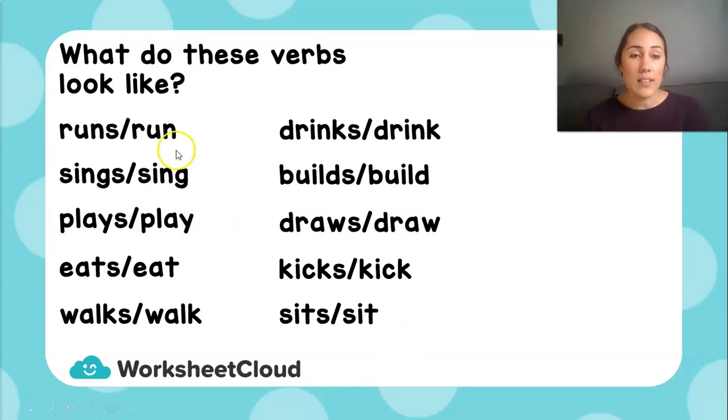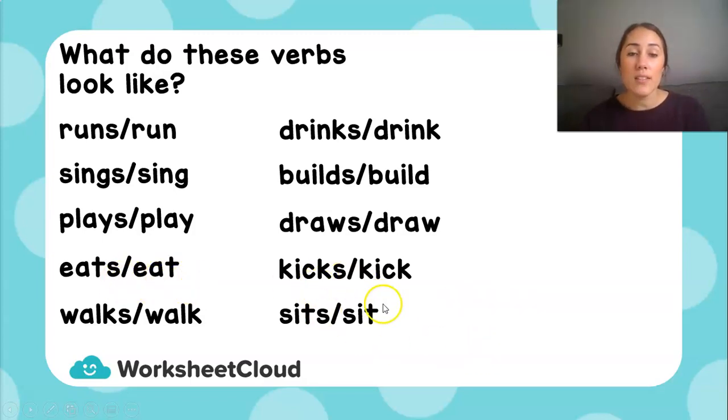Now, all of these things you can do. So if you want to know if it is a verb or not, you can just ask, can I do it right now? So, draw or draws. Can you draw right now? Yes, you can pick up a pencil and you can draw. Can you kick something right now? Yes, if there was a ball in front of you, you could kick the ball. Can you eat right now? Yes, you can. So all of those things are verbs.